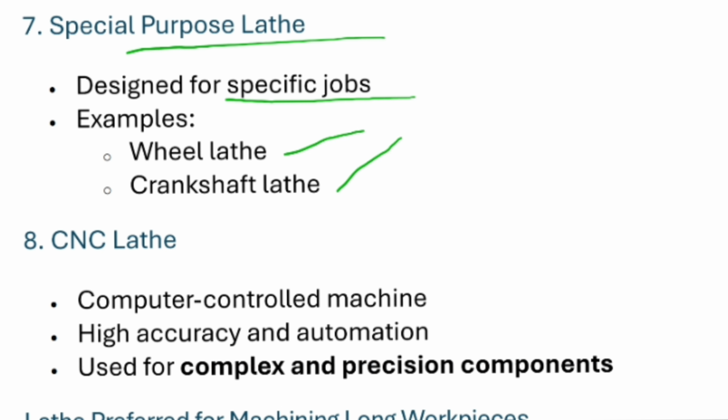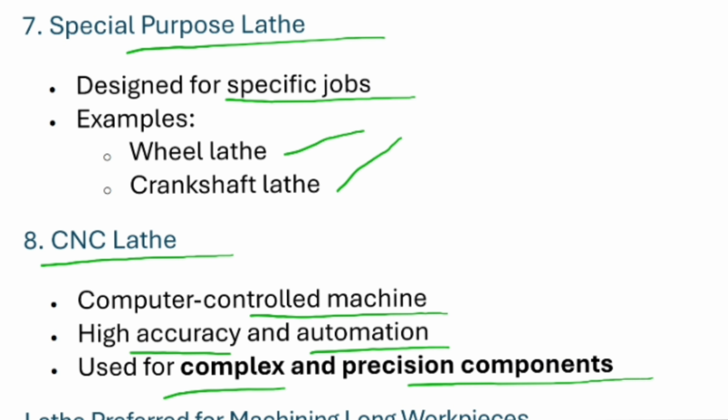Next, the CNC lathe. It is a computer controlled machine. It gives high accuracy and automation. It operates automatically, and we can use it for complex and precision components.